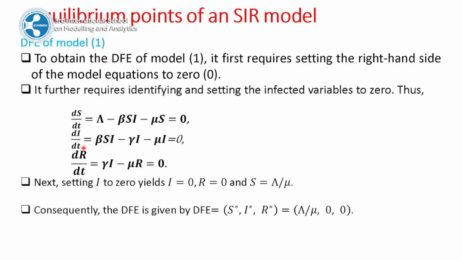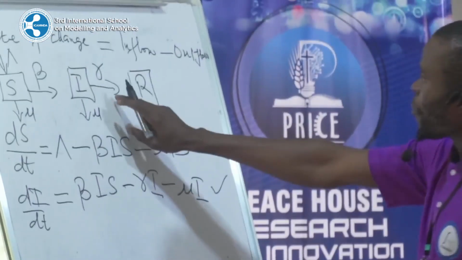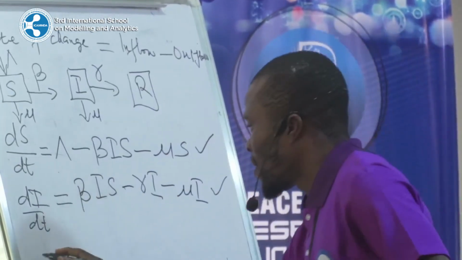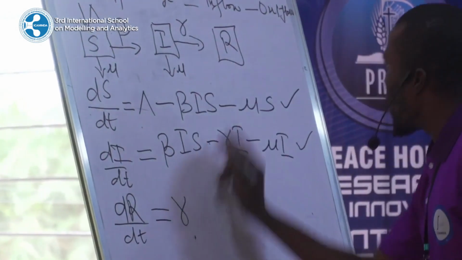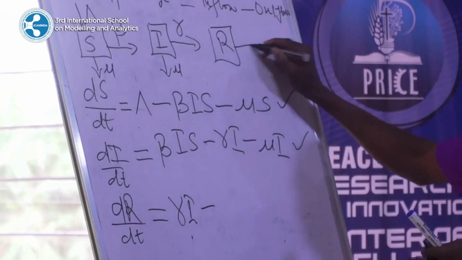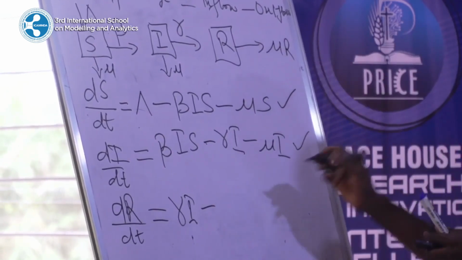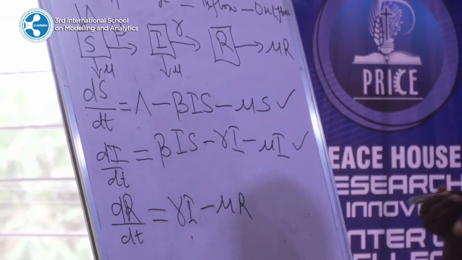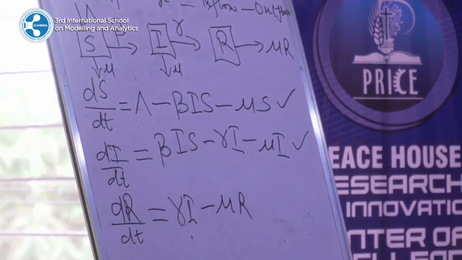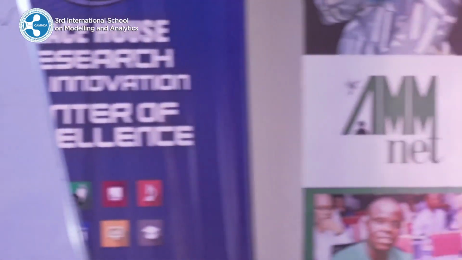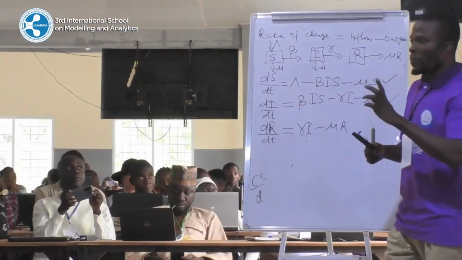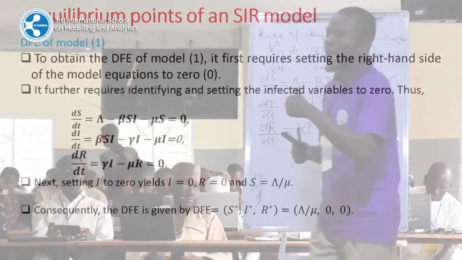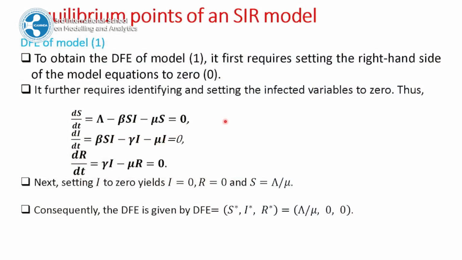Lastly, for the recovered class, people progress to the recovery class at rate gamma, so that the rate of change of R with respect to t is gamma I, and people leave that compartment due to natural death only, so minus mu R. As was said the other time, for this kind of disease, we assume that after recovery the person becomes permanently immune to that disease.